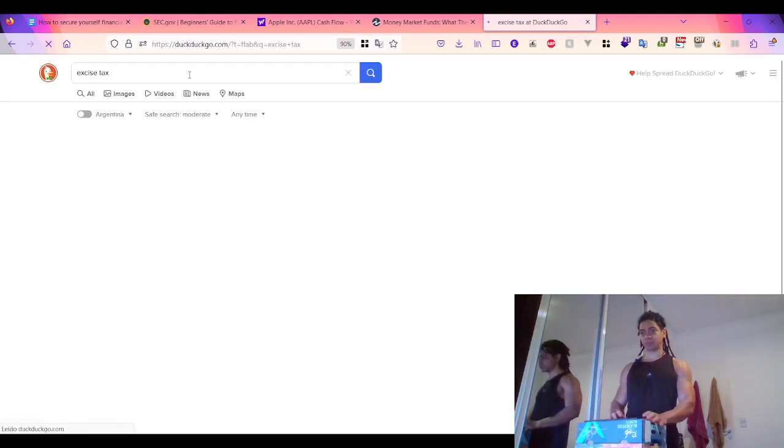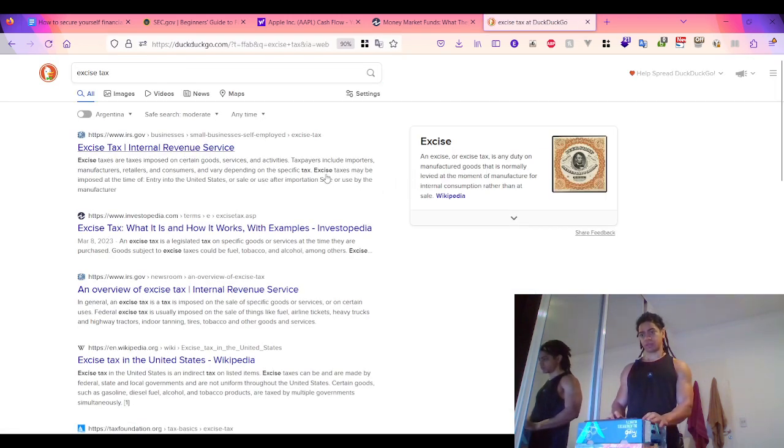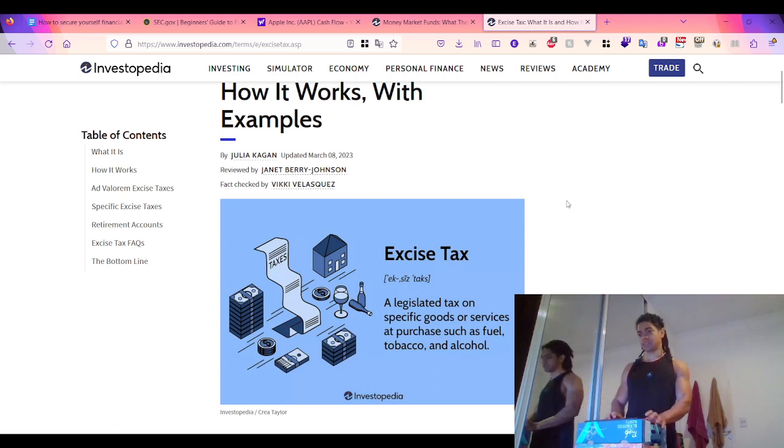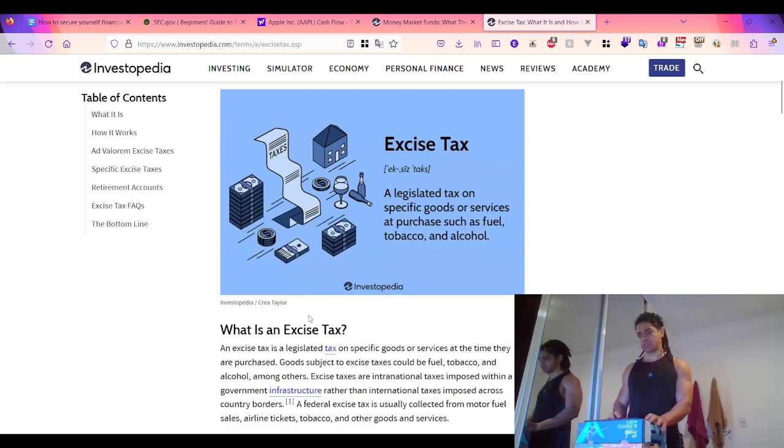Excise tax, like this. Excise tax, which is exactly excise tax. How do you say this? How do you pronounce this? Interesting. Excise tax, or in Spanish, impuestos para estirpar.